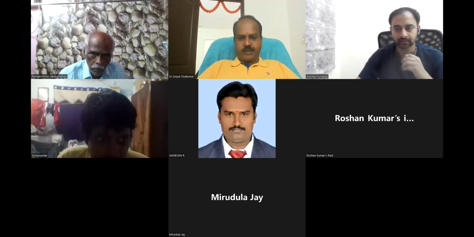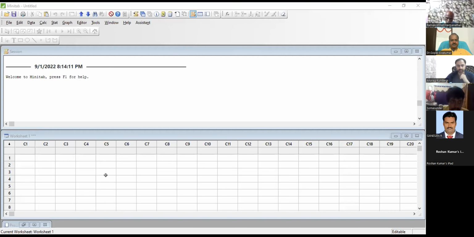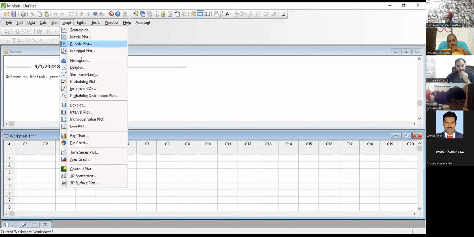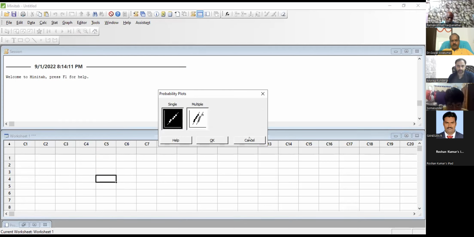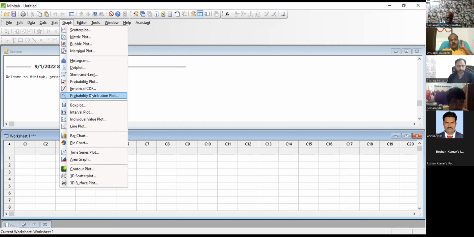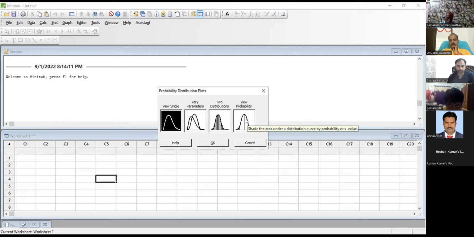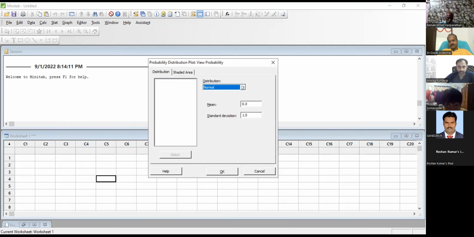Right. So let me help you with Minitab. If you can see my Minitab screen, go to Graph, then Probability Distribution Plot. Can you see View Probability in the last? Give OK. Now choose normal distribution. Give mean equal to 0 and standard deviation equal to 1. When mean is 0 and standard deviation is 1, the normal distribution becomes the standard normal distribution.